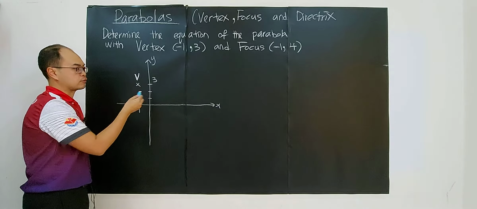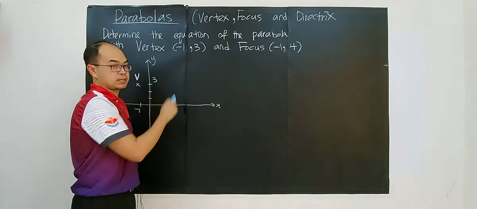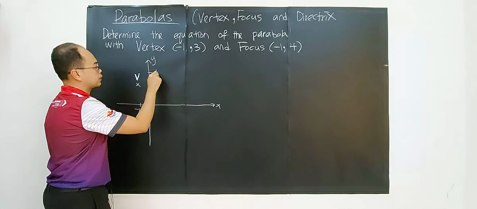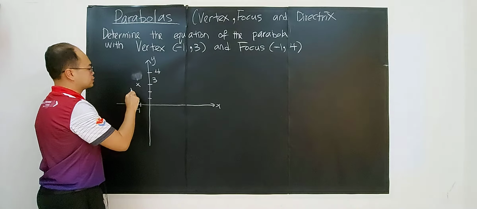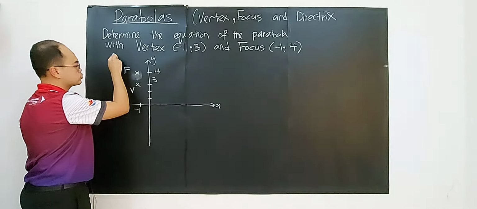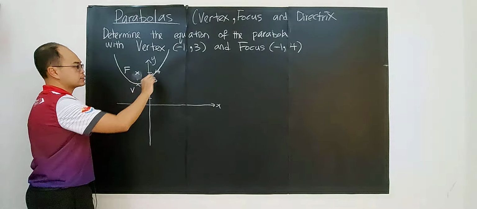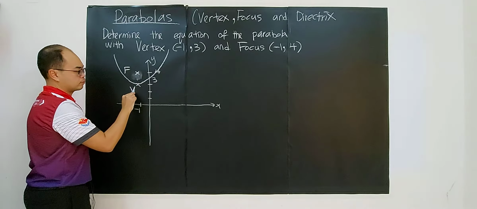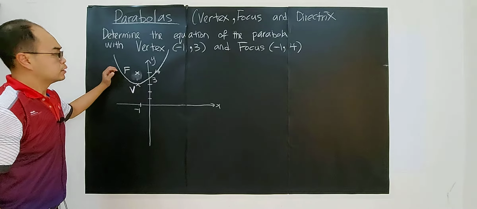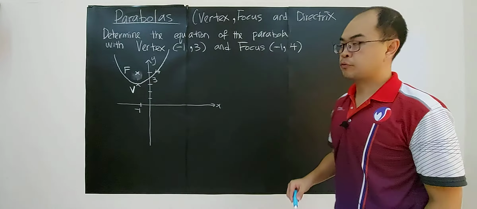The vertex alone can't tell you whether the graph opens right, left, up, or down, but the focus together with the vertex can. The focus is (negative 1, 4), which is above the vertex. So you know the graph should open upwards, because the focus must be inside the parabola, as the parabola always passes through the vertex. So from here, the first thing you can know is the type of equation.